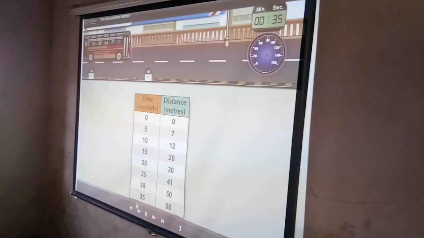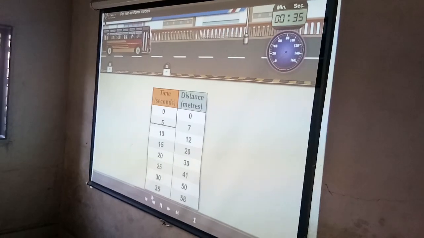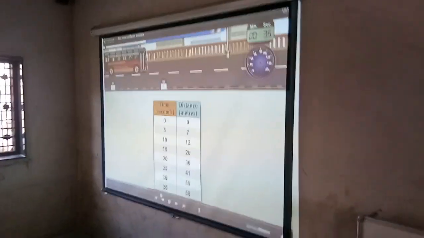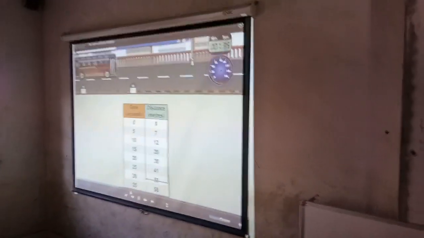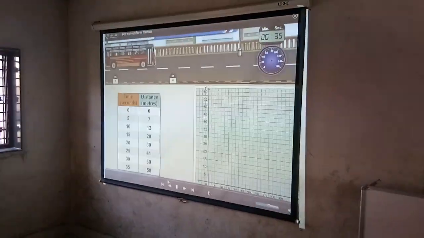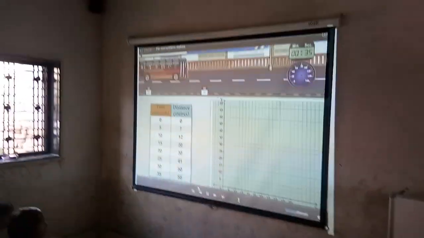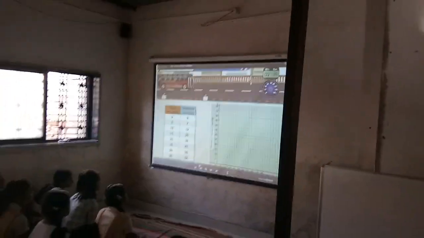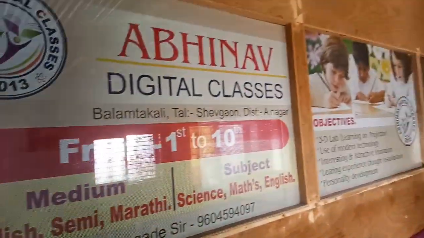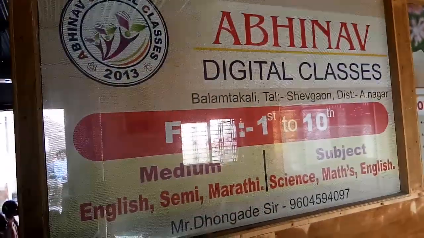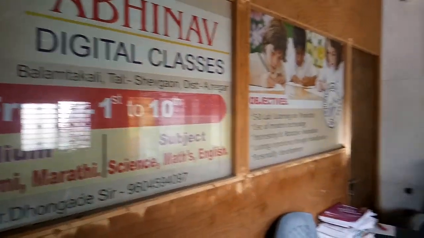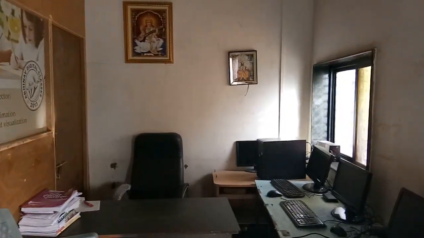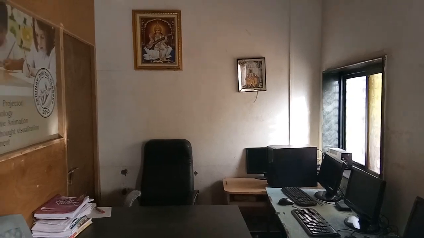In this table, the first column shows the time in the unit second, while the second column shows the distance in the unit meter. Let us now plot a graph taking time along the x-axis and distance along the y-axis. The scale on the x-axis of the graph is 1 centimeter is equal to 5 seconds, while the scale on the y-axis of the graph is 1 centimeter is equal to 5 meters. Now let us draw the distance-time graph.